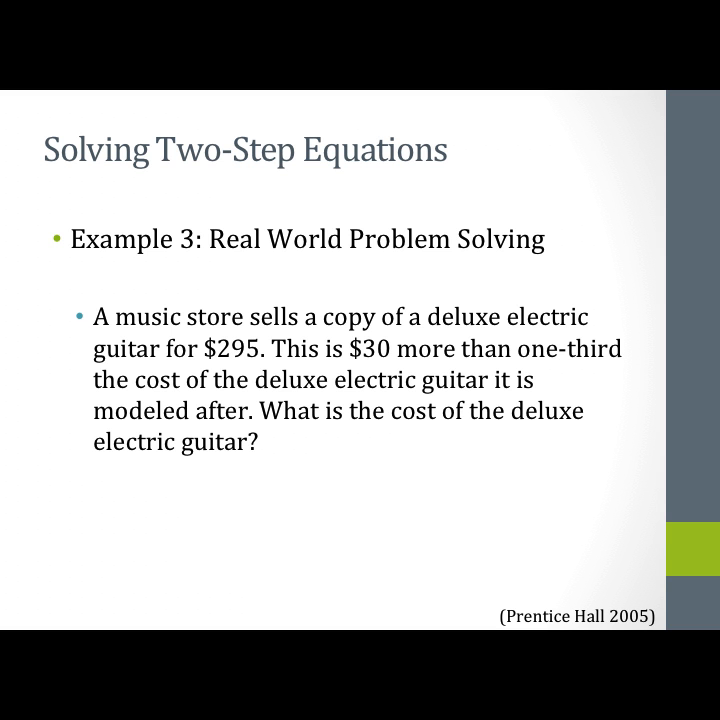Now that's a lot of jibber-jabber. So what we need to do is look at what values it gives us and then what we're actually solving for. In this case, the main question that we need to solve for is: what is the cost of the deluxe electric guitar? So how do we do that?